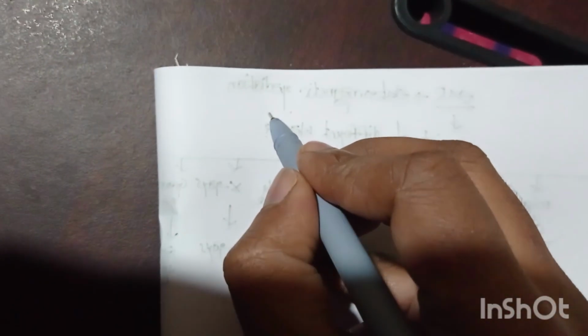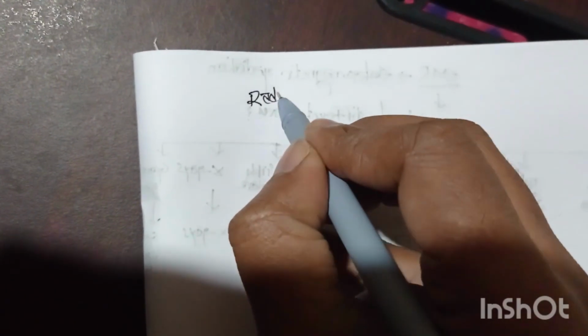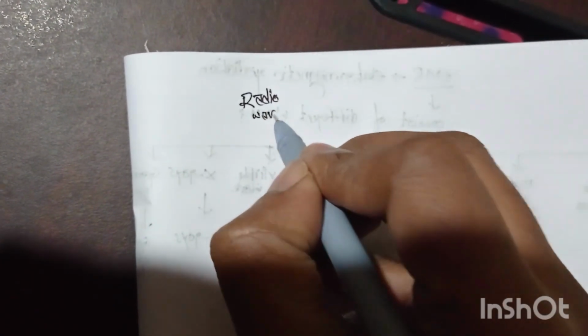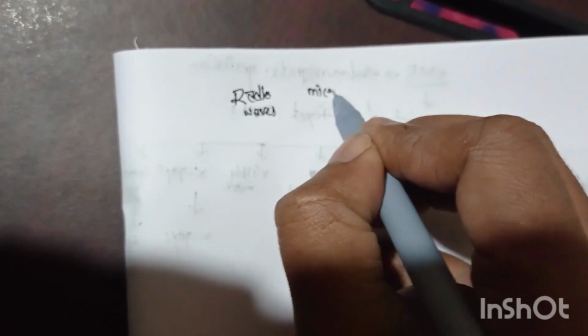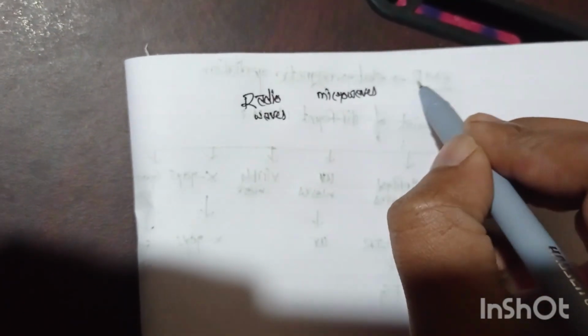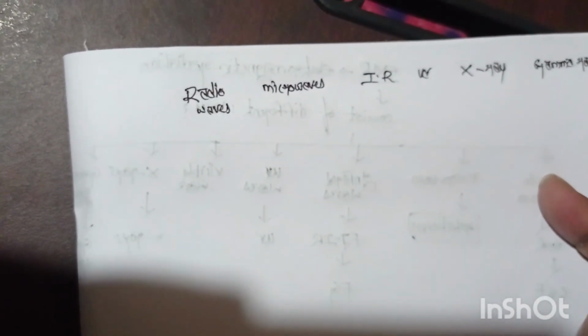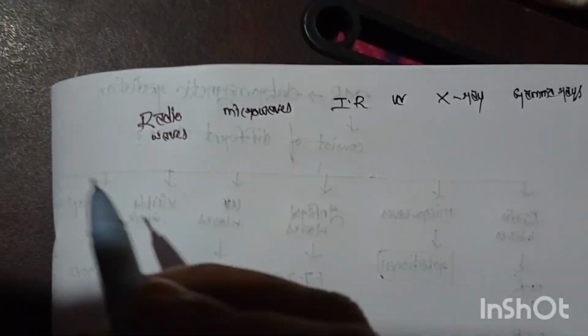We have said that mnemonic. What does that mnemonic mean? Radio waves, microwaves, infrared, UV, visible, next X-ray, next gamma rays, like this.